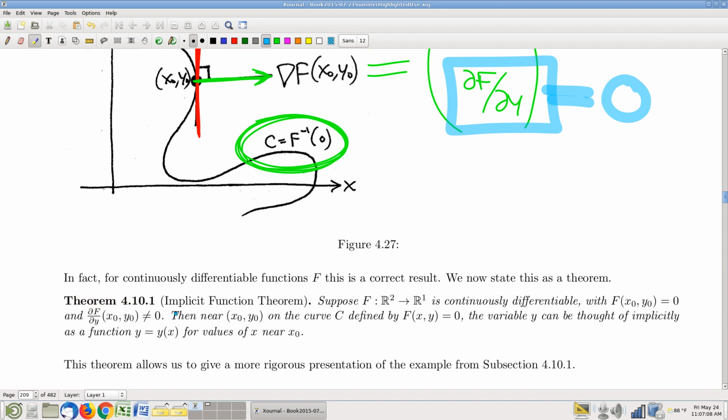Here, the implicit function theorem says that if you're looking at a level set, and if the partial with respect to y is not 0, then you have no problem. You can view y as a function of x and go ahead and do implicit differentiation to your heart's content. Right? And here's how we'll use that in an example.